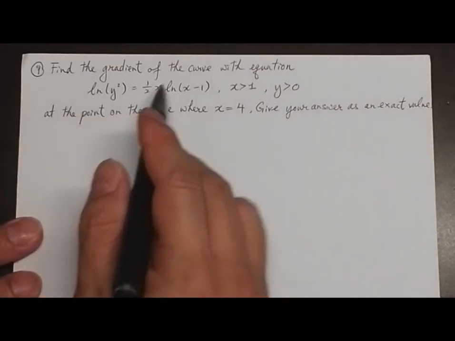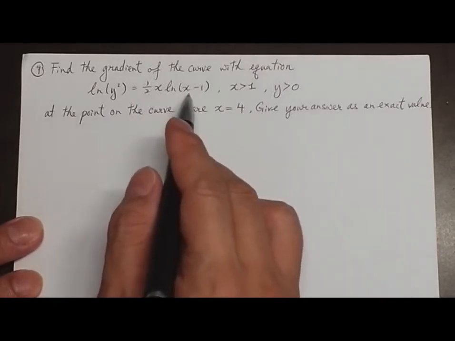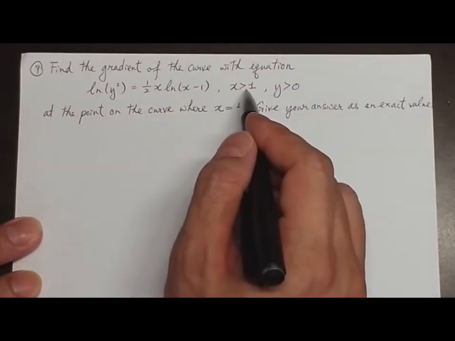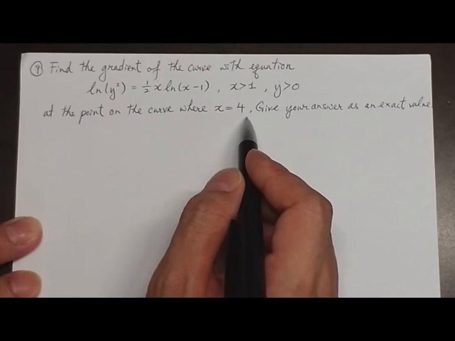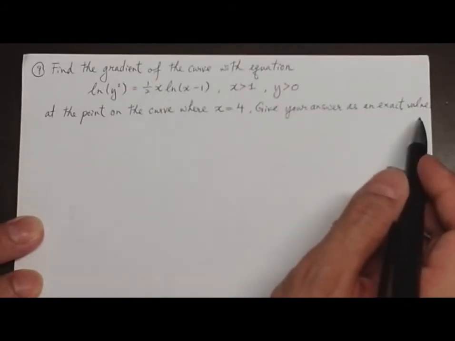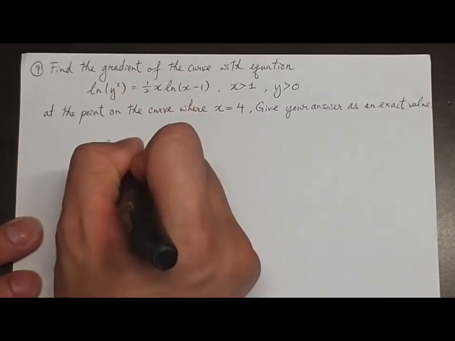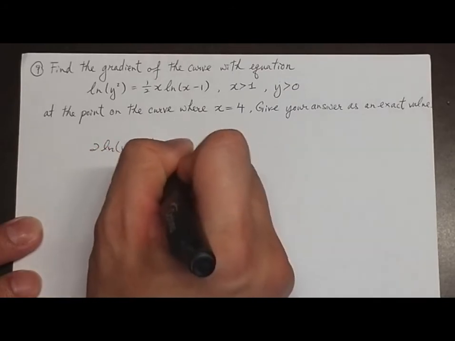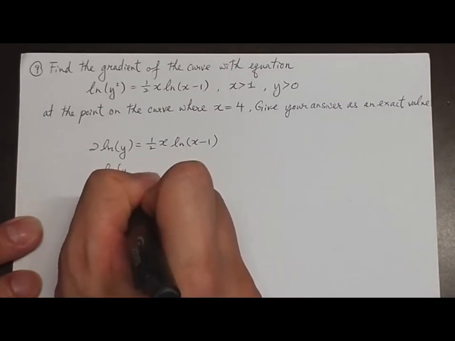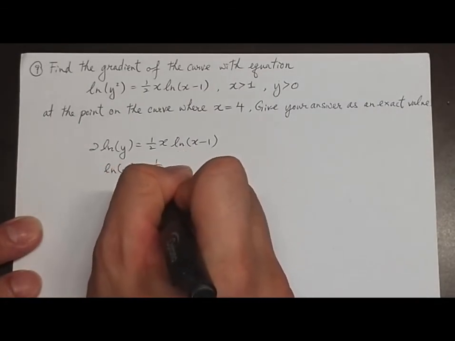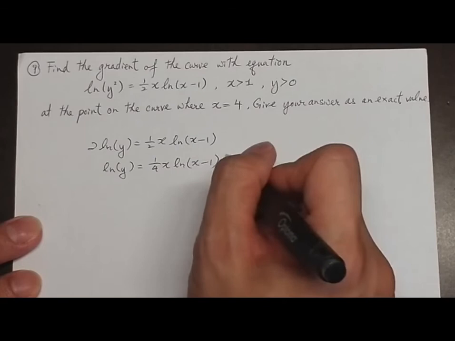Number 9, find the gradient of the curve with equation log y squared equal to half x log x minus 1 when x greater than 1 and y greater than 0, at the point on the curve where x equal to 4. Give your answer as an exact value. So we rearrange this equation here. We got 2 log y equal to half x log x minus 1. So log y is equal to 1 over 4 x log x minus 1. And we differentiate this one.